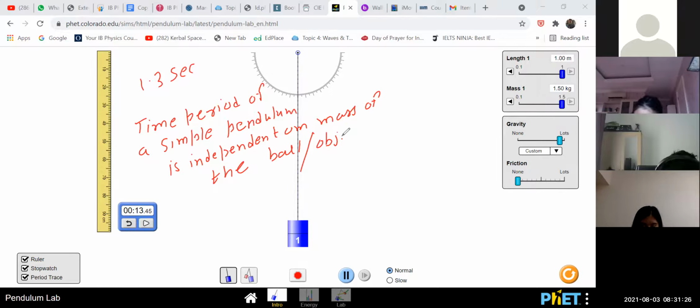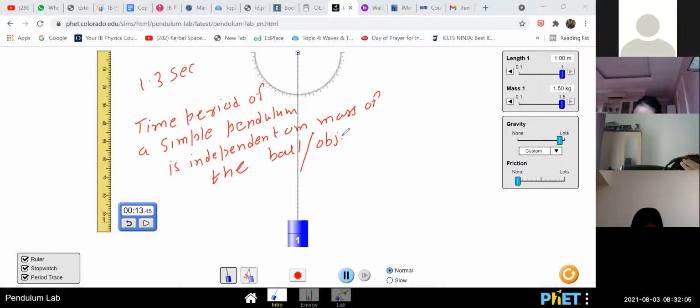This was already proved many years back by the scientists, but we are repeating the same experiment here through this simulation. Even if you do this experiment physically in a laboratory, you will find the same kind of result: the time period is independent of the mass. In this simulation there is no option other than to increase the mass, but in the physics laboratory you can put different mass objects, 1 kilogram, 2 kilogram, 4 kilogram, 5 kilogram, and you will find the same observation.